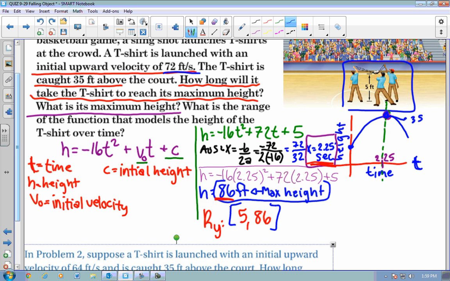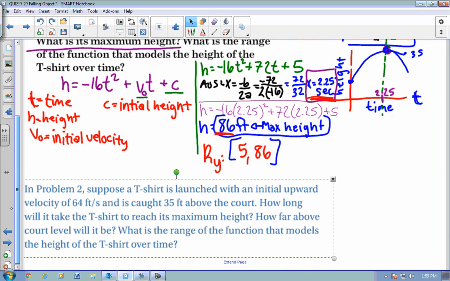Okay, so in problem 2 that we just did, a t-shirt is launched with an initial velocity of 64 feet per second and is caught 35 feet above the court. How long will it take the t-shirt to reach its maximum height? How high will it go? And what is the range? You and your neighbor, same question, but what has changed? The velocity has changed.